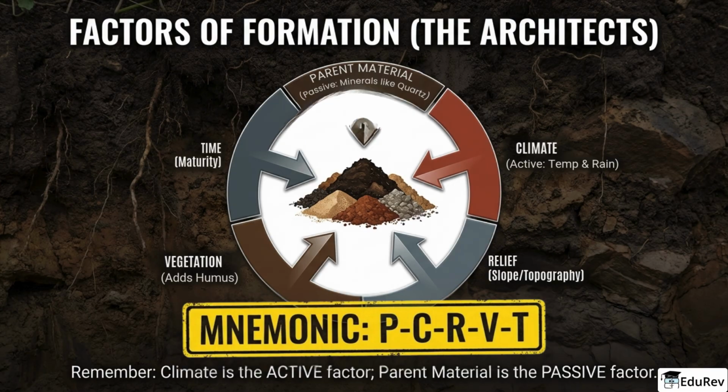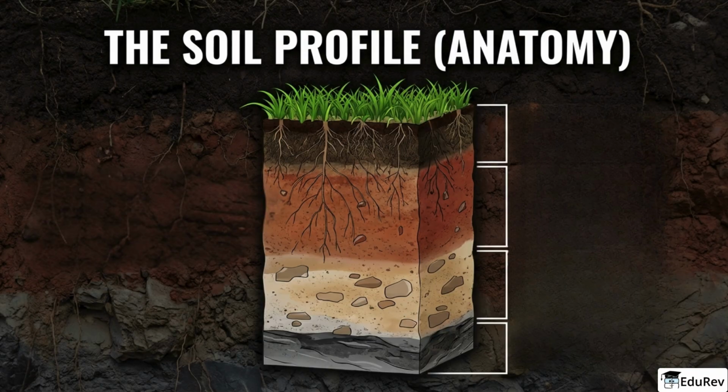UPSC loves this distinction. Climate drives the process. Parent material supplies the substance. Now let's open the soil from top to bottom. The A horizon is the topmost layer. It is rich in organic matter and minerals, and it is the main plant growth zone.